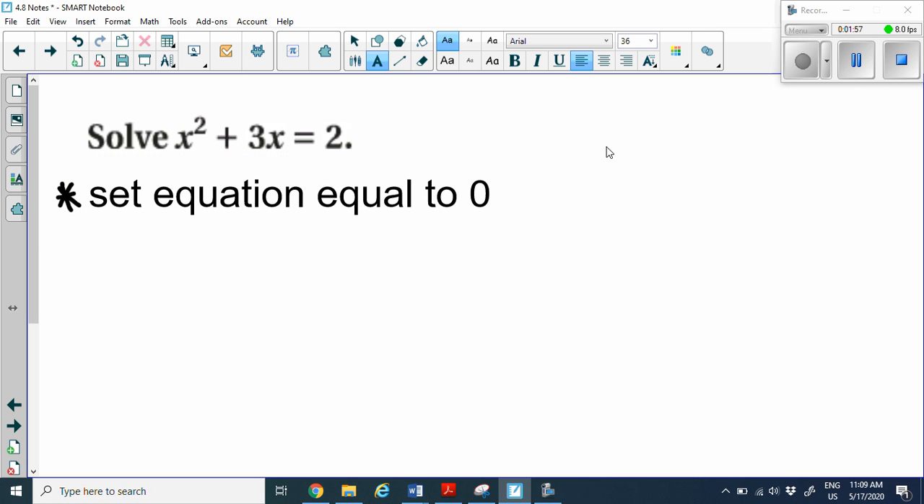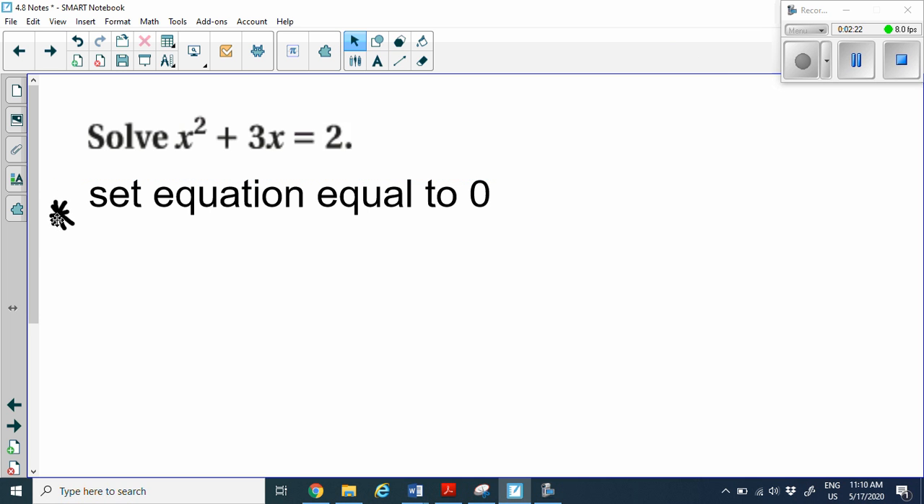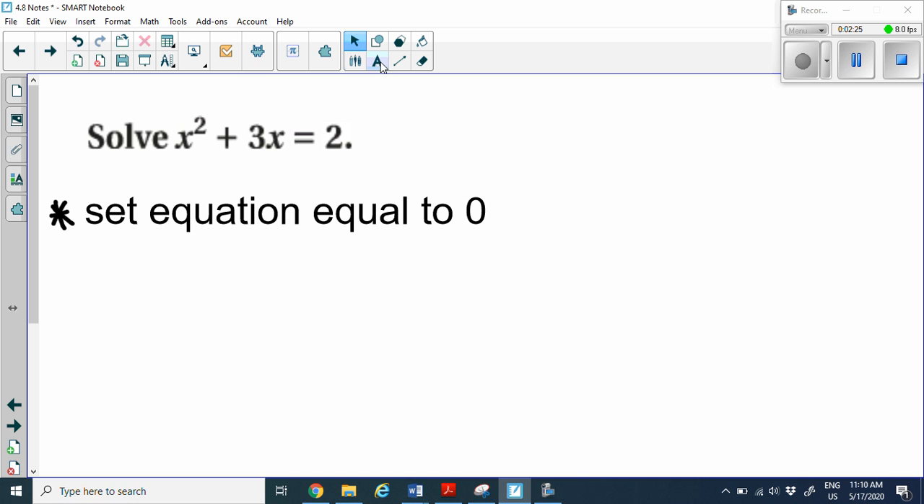Now, when we are setting our equation equal to 0, we really want to keep x squared positive, okay? So that means if the variable squared is already positive, then move everything else on the other side of the equation to it, okay? So notice here that our x squared is already positive. So that means I'm going to go ahead and move the 2 over to the other side, okay? So to move the 2 over, I need to subtract that from both sides.